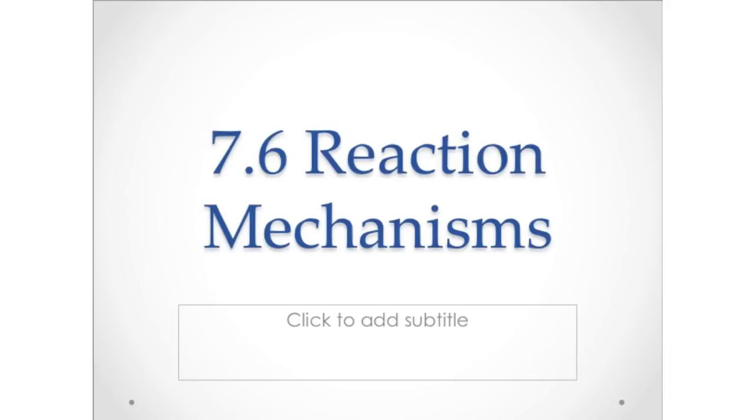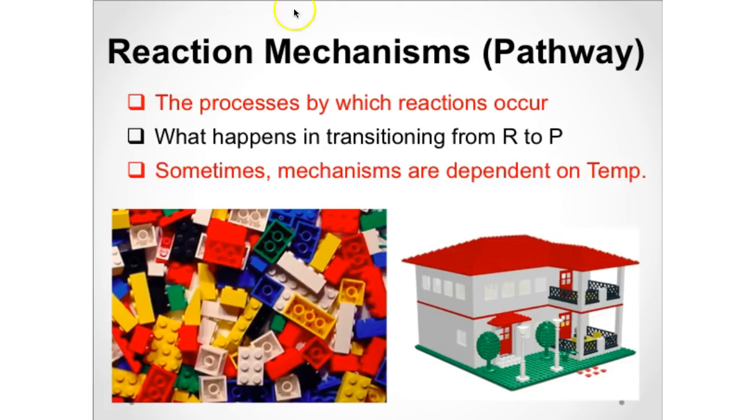Okay, welcome to lesson 7.6, reaction mechanisms. Reaction mechanism is a fancy term for what pathway a reactant undergoes. You guys are used to noticing that in a chemical reaction you tend to see reactants and products. However, reactions are not that simple. They actually go through a specific pathway, a certain pathway, and that's what we're going to look at in a bit.